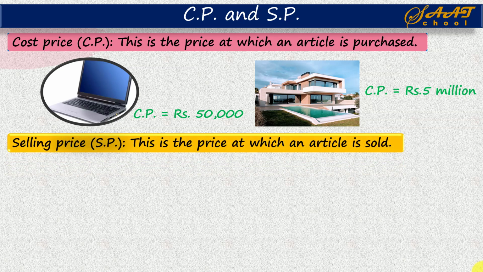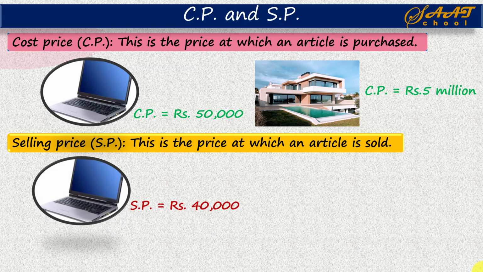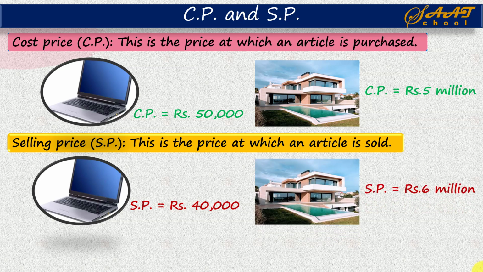Now, what is selling price? It is simply the price at which an article is sold. For example, if you sell the laptop after a year for 40,000, that 40,000 is the selling price. And the same house that you bought, if you sell that for 6 million, that 6 million is the selling price.